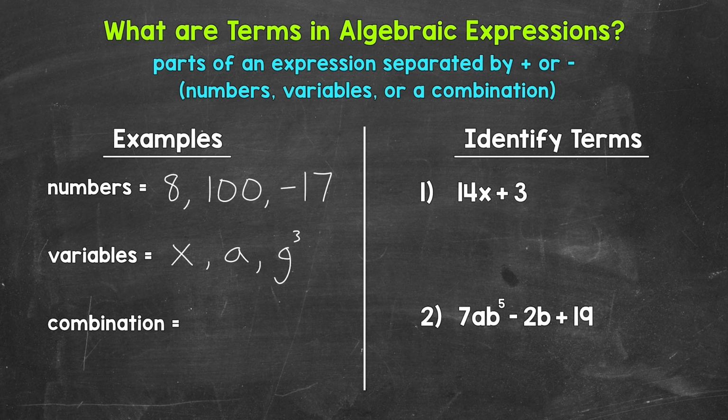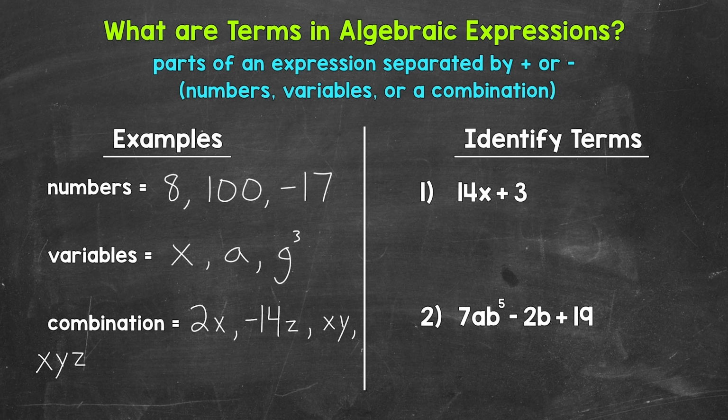For example, 2x. So a number times a variable, 2 times x. Or -14z. So a negative times a variable, -14 times z. We can even have variables times variables. For example, xy, x times y, or more than two variables. For example, xyz, so x times y times z.